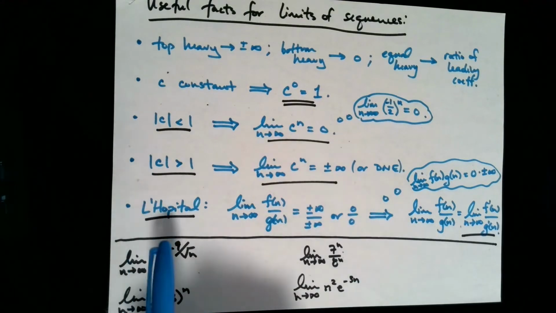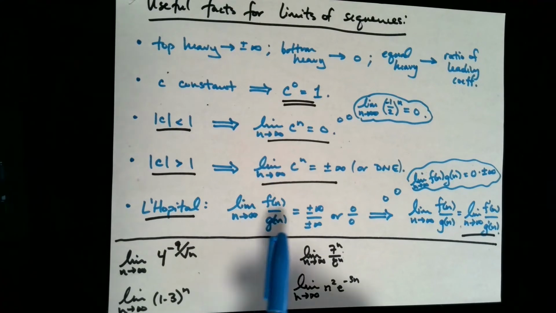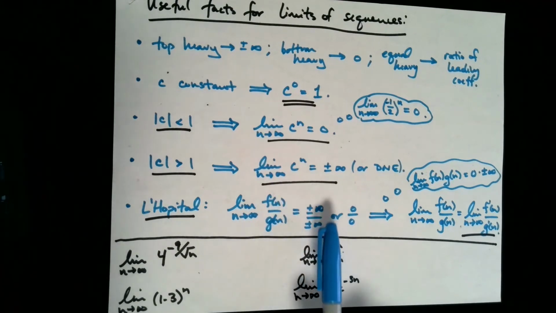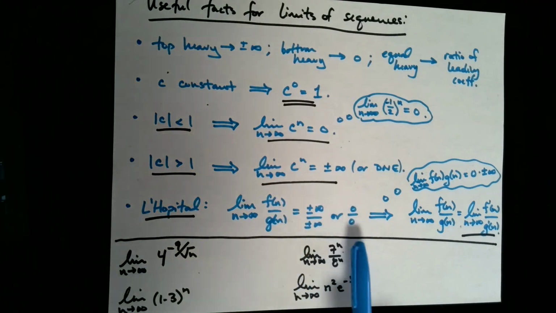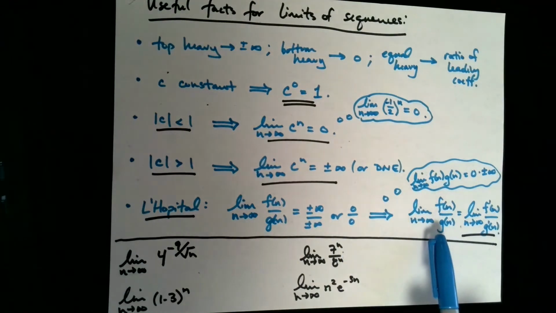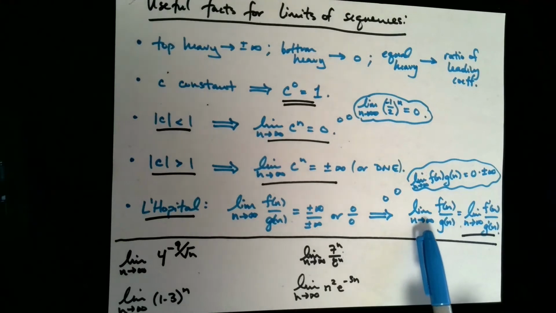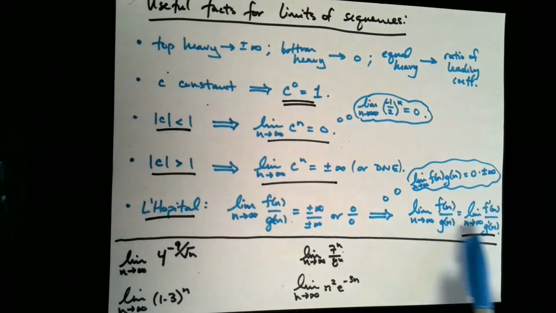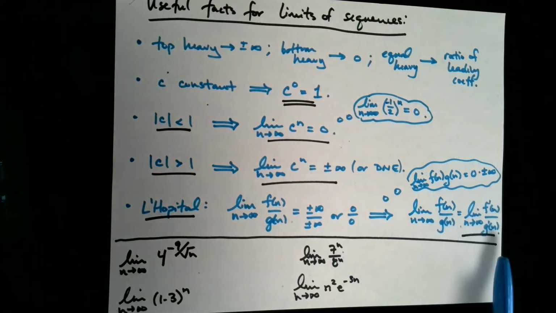All right, last fact to keep in mind is L'Hopital's rule. If you recall, when you're evaluating a limit and you get plus or minus infinity over plus or minus infinity, or 0 over 0, since those forms are indeterminate, you can use L'Hopital to have a chance of getting something that is determinable. And how do you use L'Hopital's rule? You simply take the derivative of the numerator and the derivative of the denominator and reevaluate the limit.